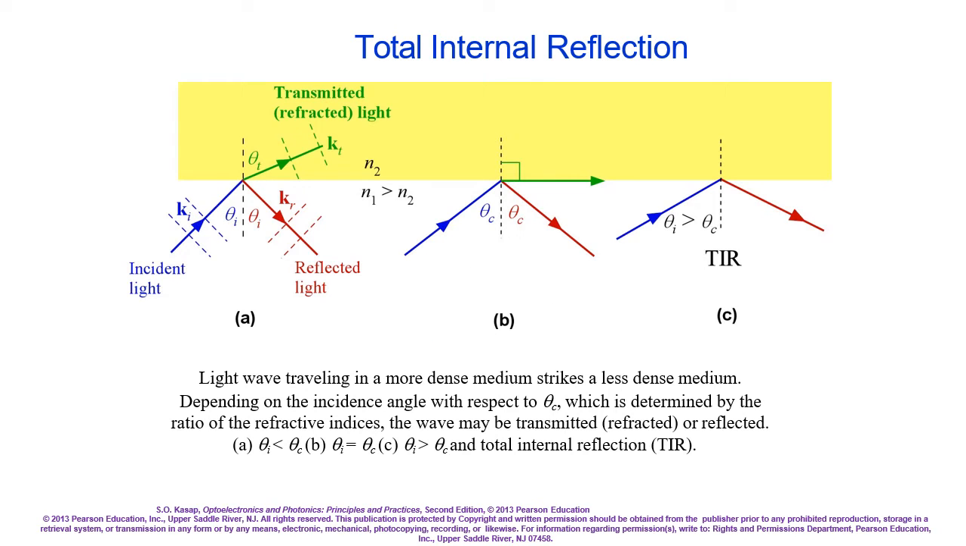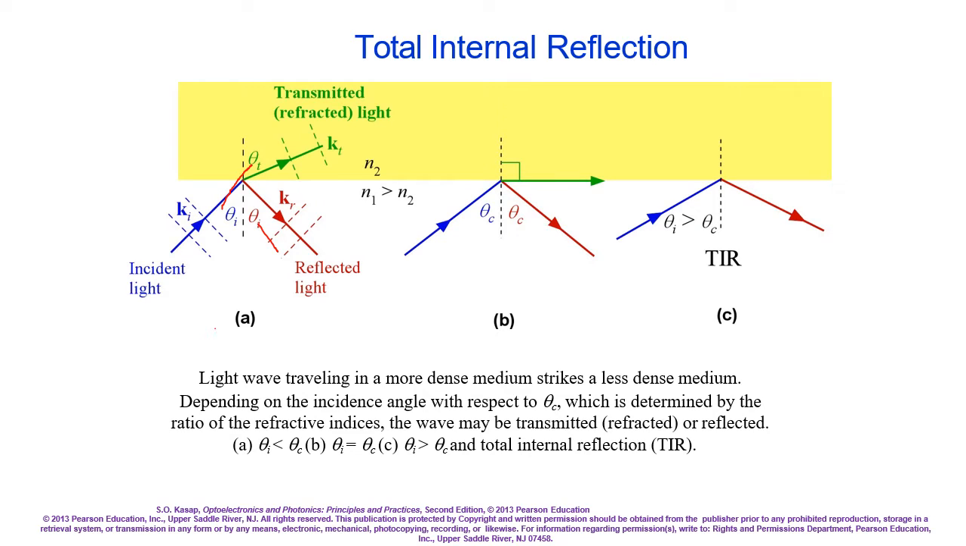This is a pictorial diagram of total internal reflection. We can see from this figure that when the incident angle is higher than theta c, we get a reflected wave. When a light wave traveling in a more dense medium strikes a less dense medium, depending on the incident angle with respect to theta c, which is determined by the ratio of refractive indices, the wave may be transmitted or reflected.